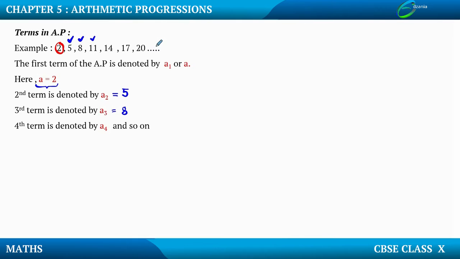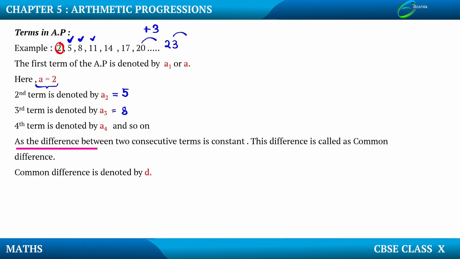Now what will be A8? Can you guess? It is very simple. As we know, the difference between any two consecutive terms here is 3. We just add 3, and we easily get our 8th term, which will be 23. Then if I want the 9th term, plus 3, you'll get 26, and so on.